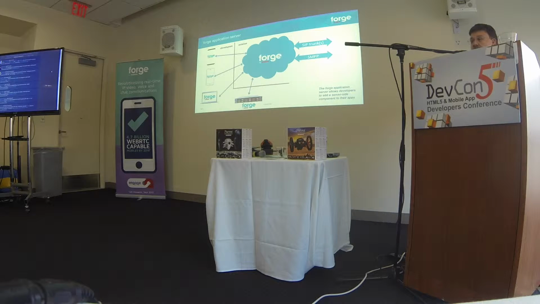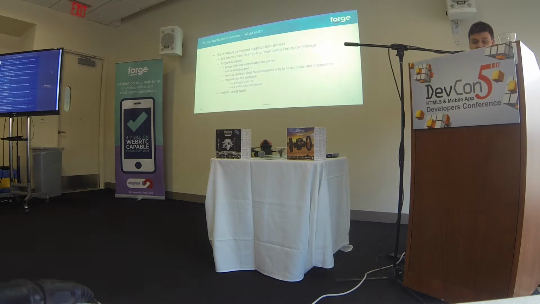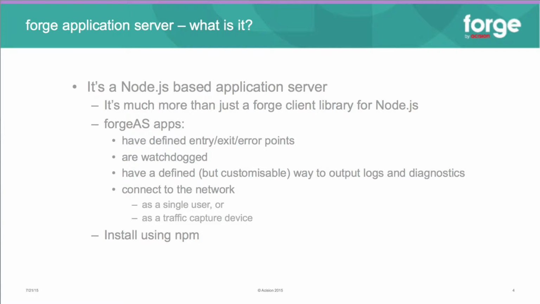For example, I saw somebody today talk about controlling IP cameras from other vendors in one of the tweets. You can do that using forgeAS because the forgeAS sits there as a platform allowing you to interoperate between different worlds. You can basically build a gateway using the forgeAS. So it's a Node.js based application server, but it's much more than just a client library for Node.js. We've actually provided a whole infrastructure around it.